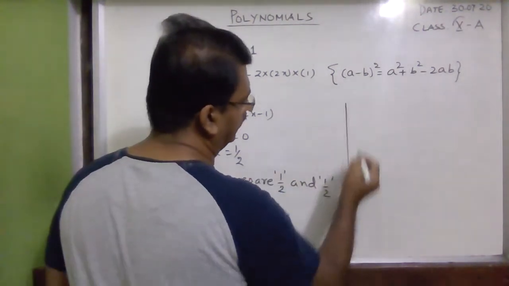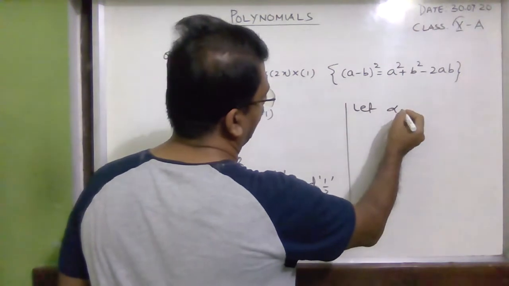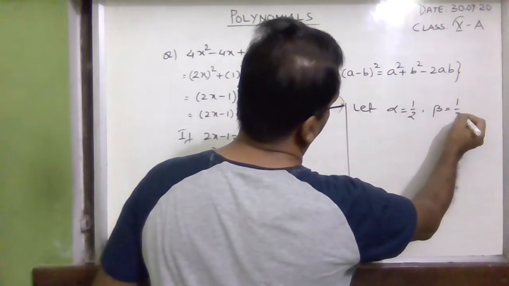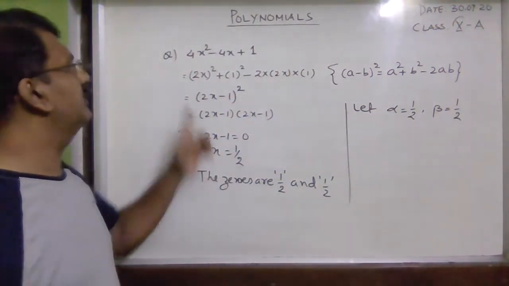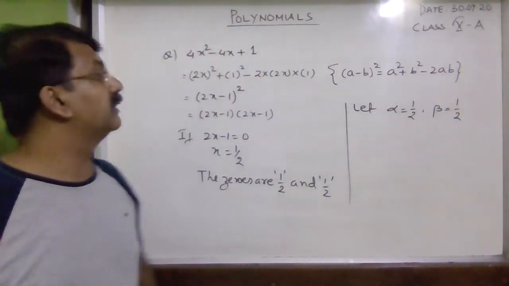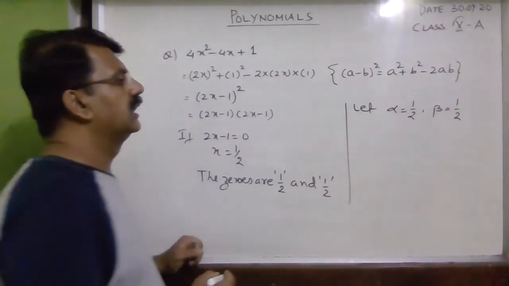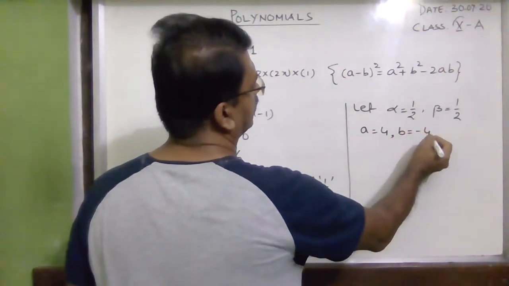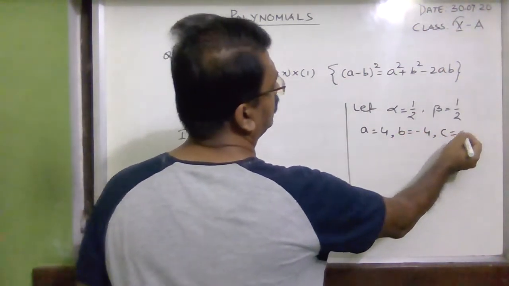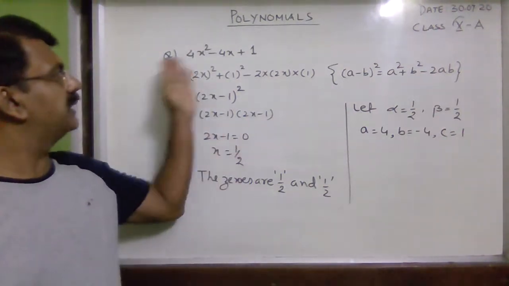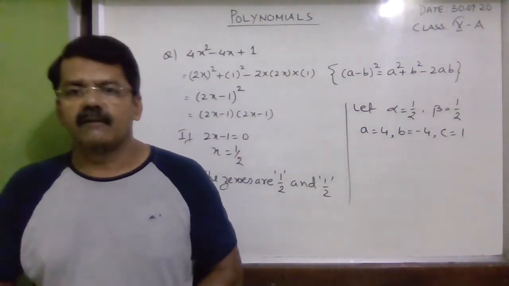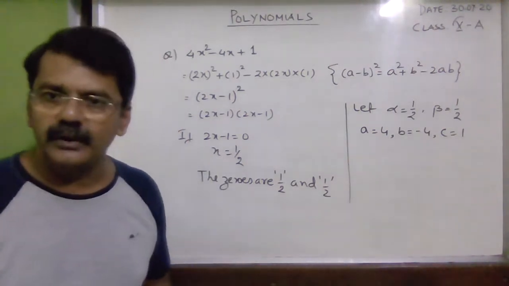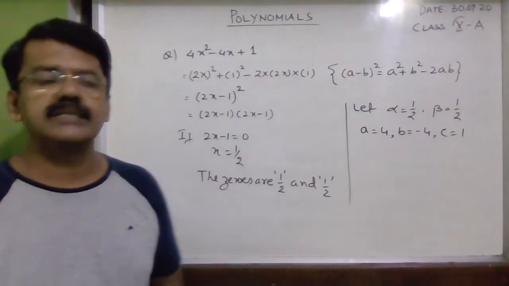Now, let alpha be equal to 1 by 2, beta be equal to 1 by 2. And if you compare this given polynomial with ax square plus bx plus c, you can see that a is equal to 4, b is equal to minus 4, and c is equal to 1. Clear?